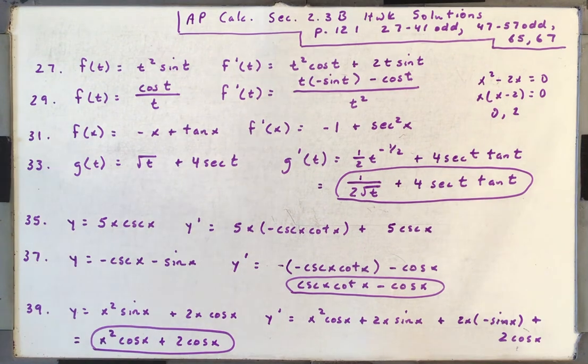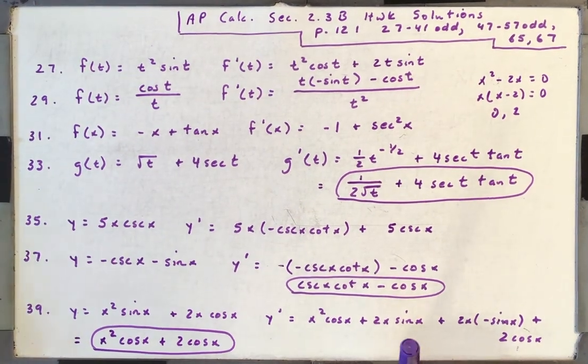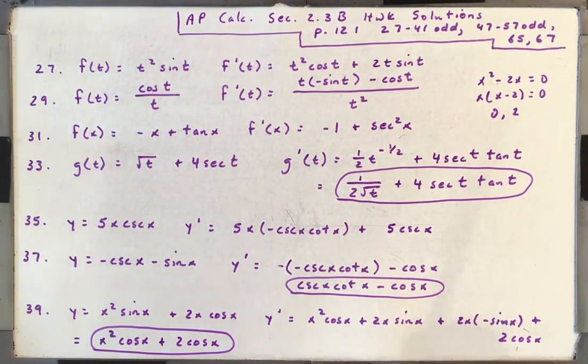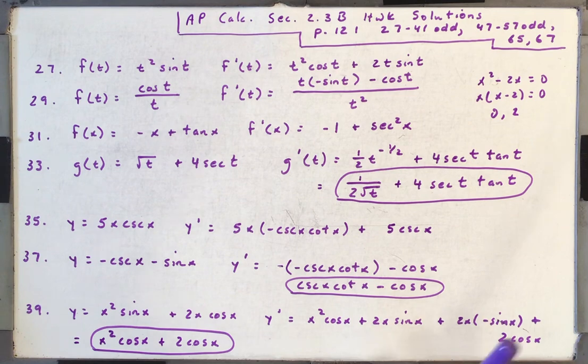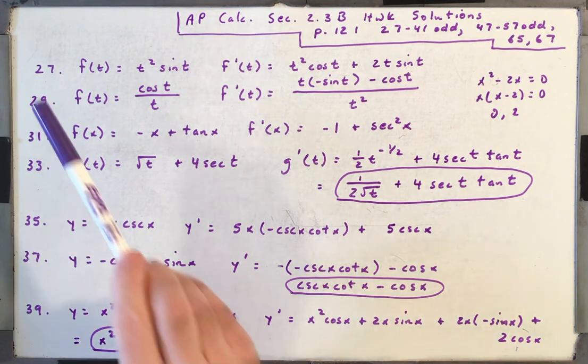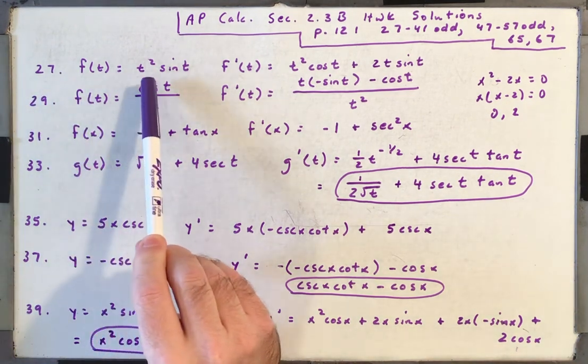This video will probably take me longer to do than the lecture video did. But I was able to cram the solutions of the first 1, 2, 3, 4, 5, 6, 7 on the board here. So for 27, we're going to use the product rule.